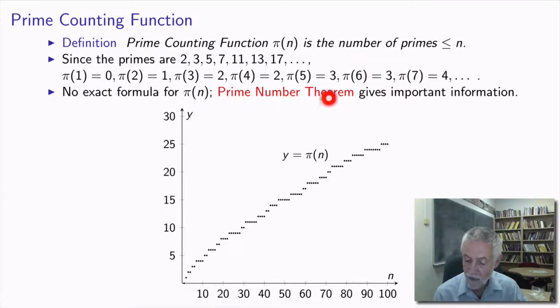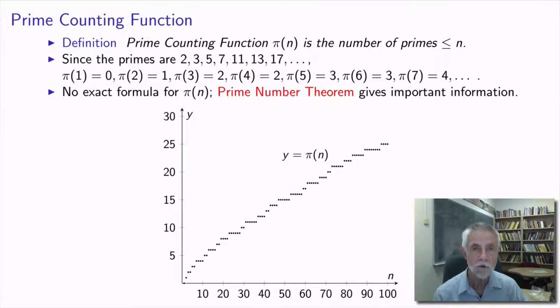And then pi of 5 is 3, because there are 3 primes up to and including 5, namely 2, 3, and 5 itself, and so on. Pi of 6 is also 3, of course, because 6 is not a prime, so pi of 6 and pi of 5 will be the same. And pi of 7 is equal to 4, and on we go.